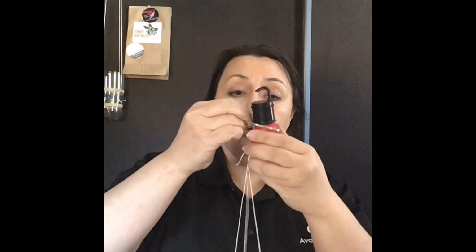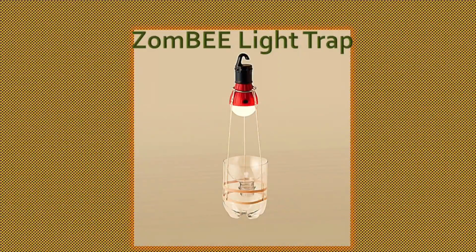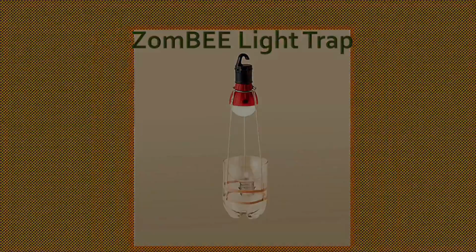Once you've done that, you'll take your light bulb and place your metal O-ring on top of it, creating your zombie light trap.